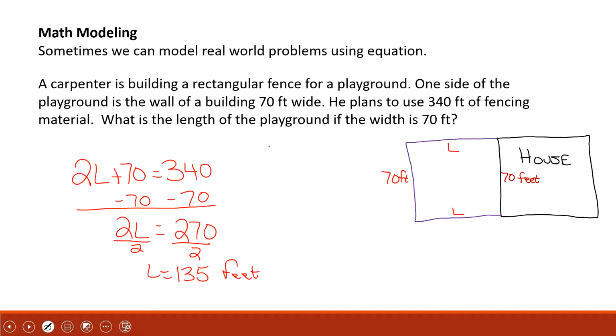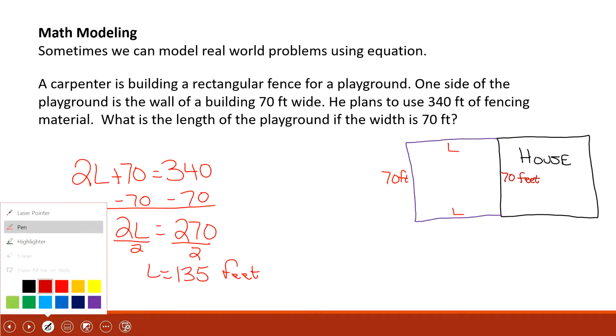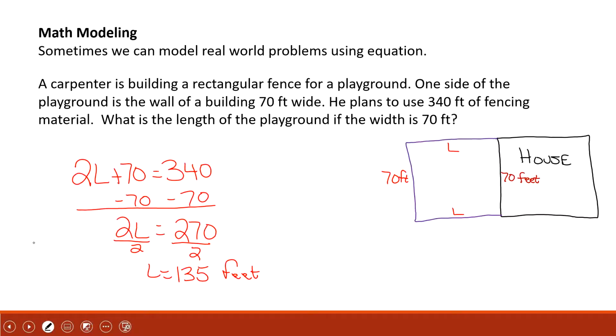When you read through the word problem, you want to make sure you're highlighting important stuff as you go through it. A carpenter is building a playground. One side of the playground is the wall of a building that's 70 feet wide. So they told us one side of the playground is going to be a building. They said he also planned to use 340 feet of fencing to build the fence around the playground. That's what he's doing. He's building the fence.